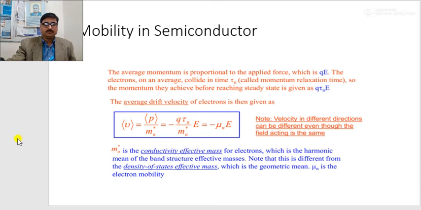Similarly, mobility is explained on the basis of the kinematic equation v is equal to u plus at. If initial velocity u is equal to 0, then we obtain v is equal to mu E, where mu is the mobility and E is the electric field. So we can say if the electric field is of unit value, then the velocity is called mobility. That is, at unit value of applied electric field, the velocity of the electron is called mobility.